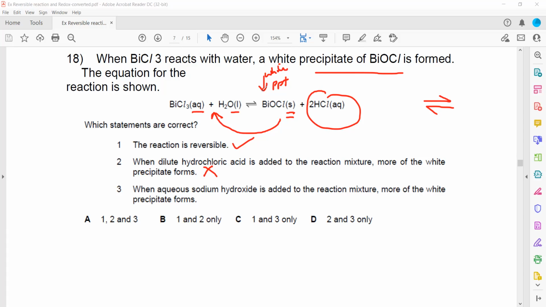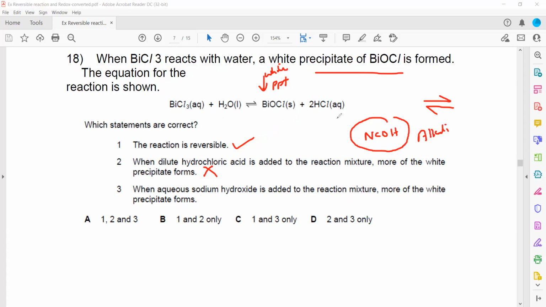When we check the third statement, when sodium hydroxide is added, more precipitate forms. You will study this in the next topic, which is about acid and alkali. Sodium hydroxide is a base or alkali, and an alkali can react with acid. When they react with each other, the amount of the product will decrease. If the amount of a product decreases, where will the equilibrium shift? Equilibrium will shift towards the right hand side. As a result, the amount of the white precipitate will increase.